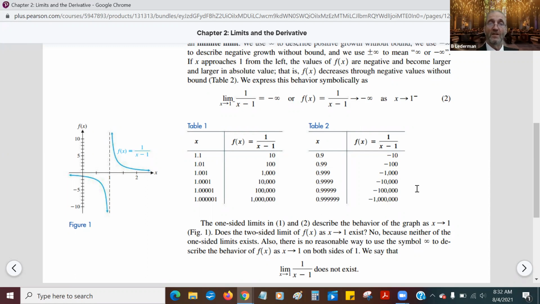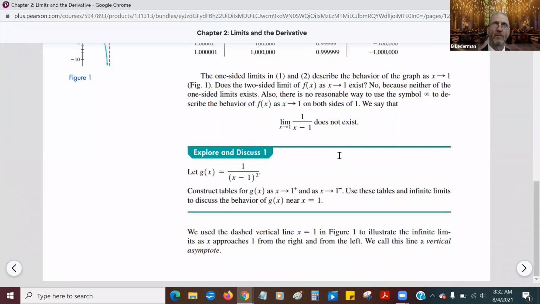The overall limit does not exist because the only time the overall limit exists is when the left and the right are the same. Since one direction shoots me up this way and the other direction shoots me down that way, there's no overall limit because it doesn't agree with itself. Is that weird? Alrighty.